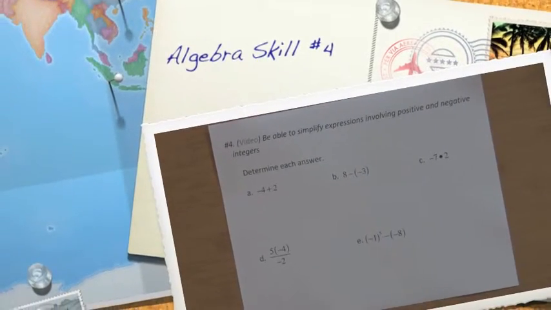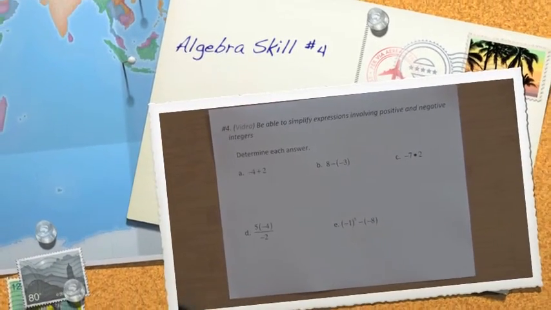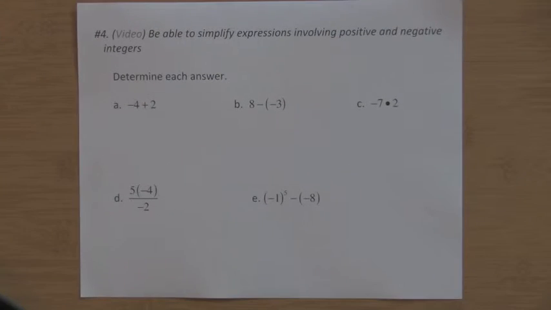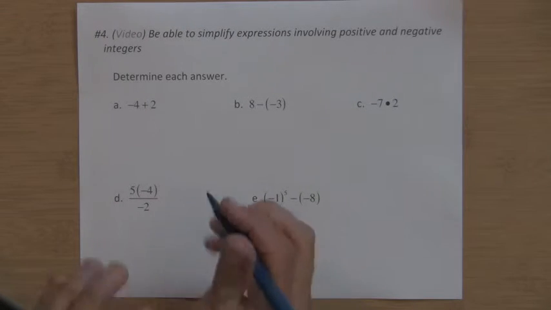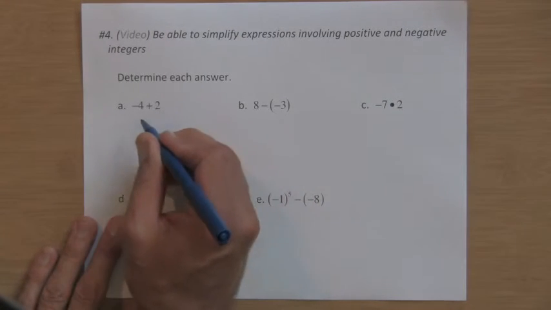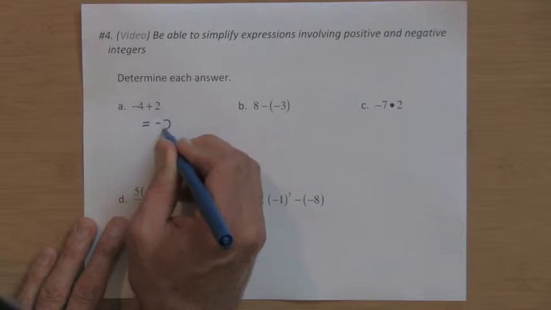All right, it's time for skill number 4, operations with positive and negative integers. So for all these problems, go through and just put it in simplest form. Letter A, when you're adding positives and negatives, negative 4 plus 2, there's more negatives than positives, so that is going to have a final answer of negative 2.